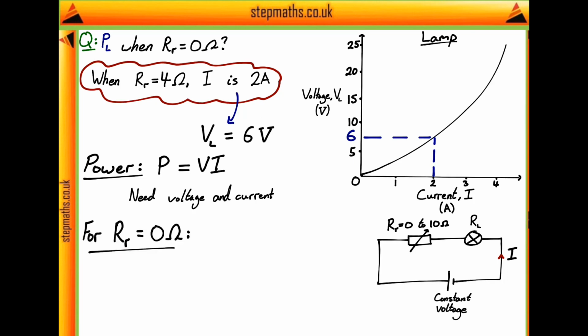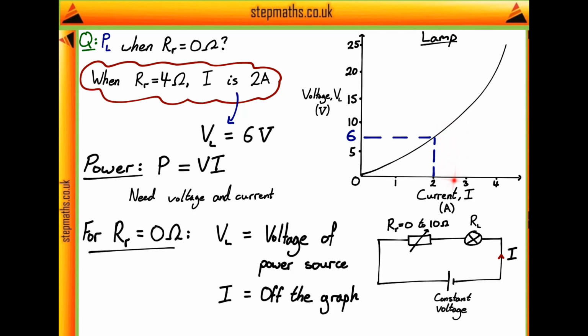Well, when the resistance of our variable resistor is equal to 0, this component has 0 resistance and is essentially just a wire, in which case the voltage across our lamp is going to be the same as the voltage across our battery. So it's going to be the voltage of our power source. Once we've got this voltage, all we have to do to find the current is use our graph. We can find the voltage on here, draw across, and find out what the current through the lamp is going to be. Then we can multiply these two values together to get the power. So now we've got a bit of a plan, let's go ahead and try and find these two things.